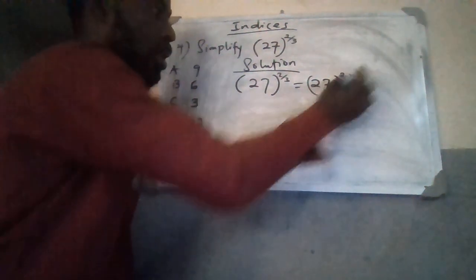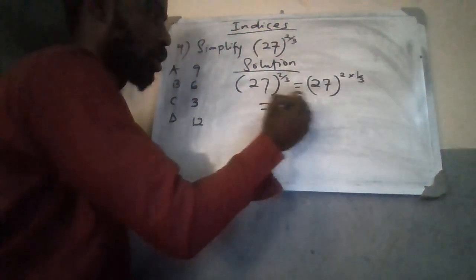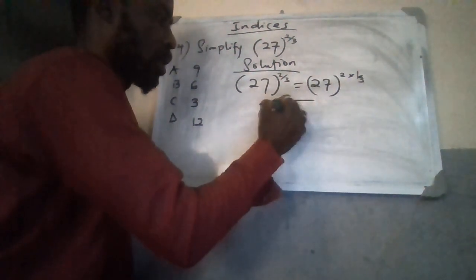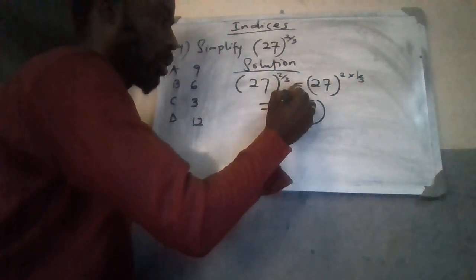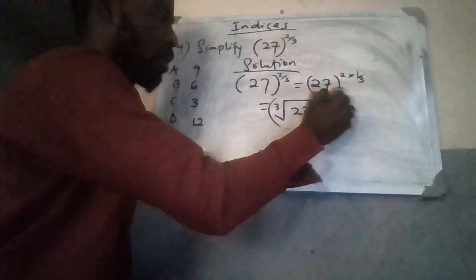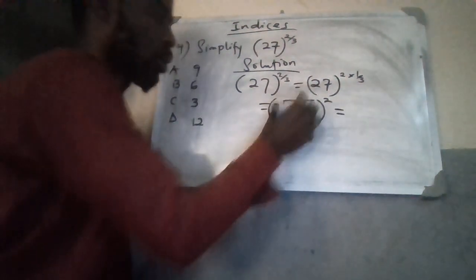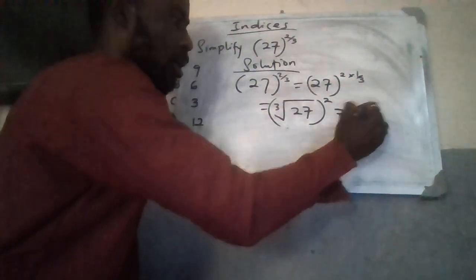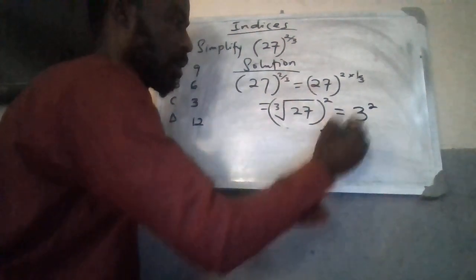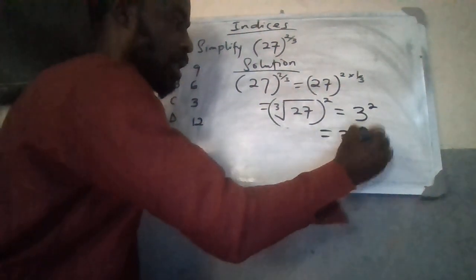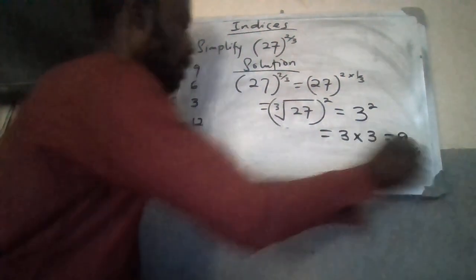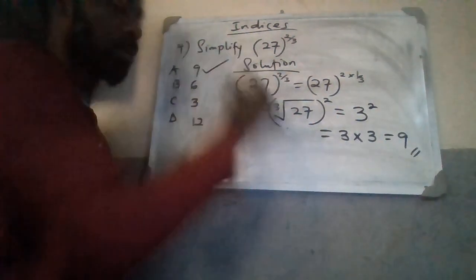This 1 over 3 is telling me that the cube root of what? 27. Is that right? Cube root of 27 raised to the power of 2. And this will have what? The cube root of 27 we know is what? Is 3 raised to the power of 2. And our answer, 3 raised to the power of 2 means 3 times 3, which is what? 9. The answer is what? A. 5.